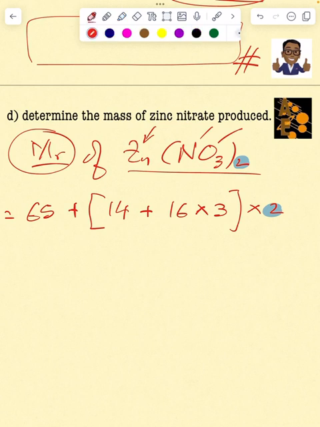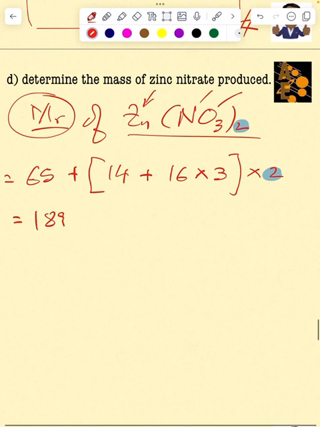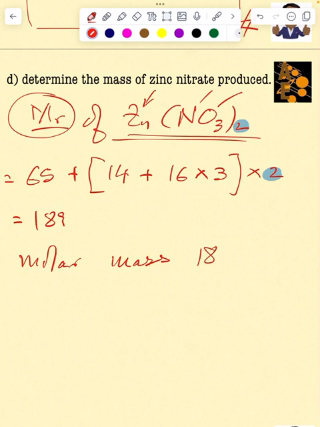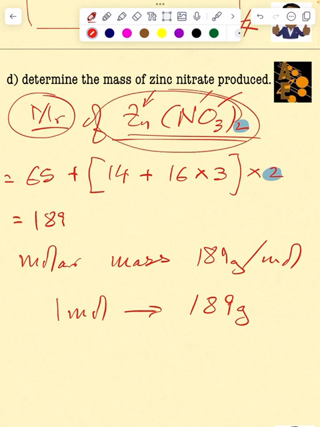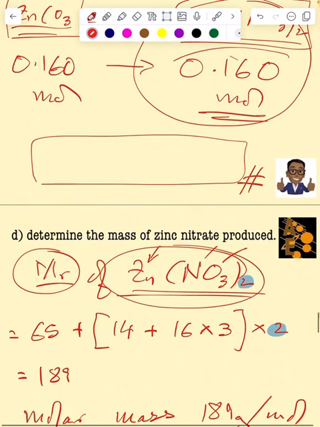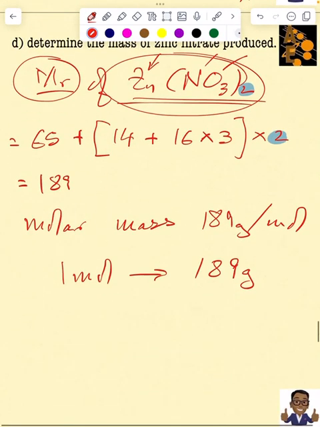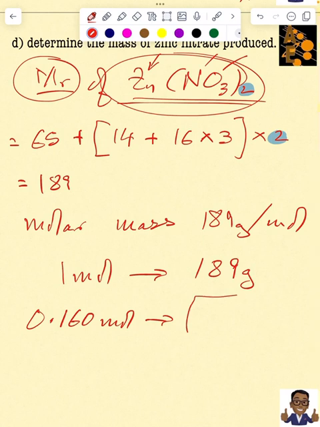Anyway, so obviously this molar mass of your zinc nitrate will be 189 gram per mole. Correct or not? That's your molar mass. It means 1 mole will be giving you 189 gram of zinc nitrate. And we only have zinc nitrate just now we calculated already 0.160 mole. Correct or not? Therefore, 0.160 mole will be having a mass of, simple, right? It's just a simple 0.160 divided by 1 multiplied by 189 gram, right?